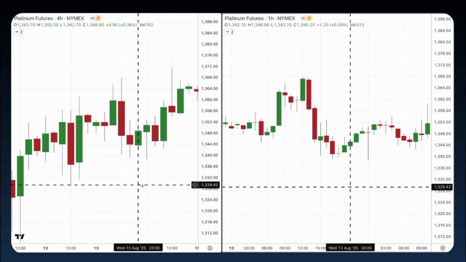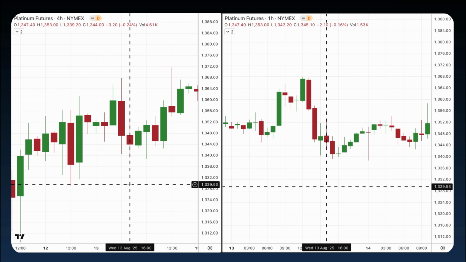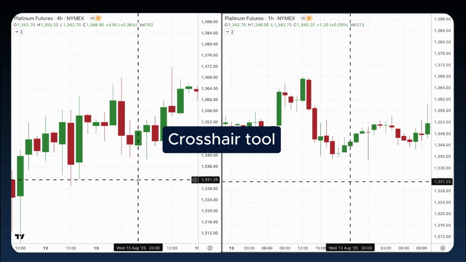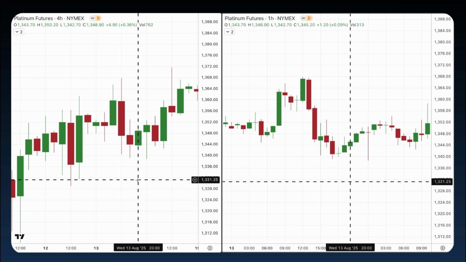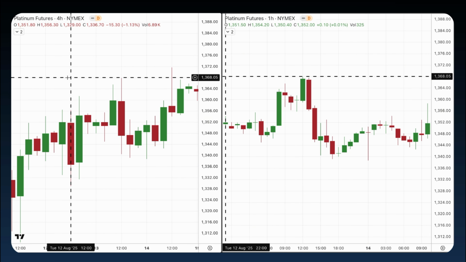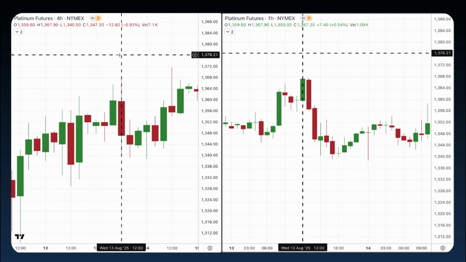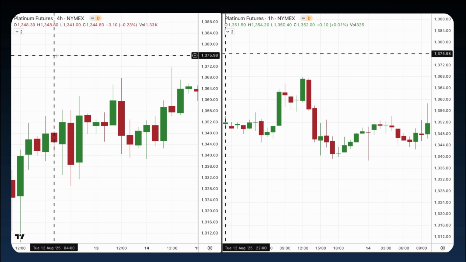Now, you might be wondering, what are these horizontal and vertical lines that are moving on your screen? This tool is called the crosshair tool, and it lets you move across both charts at the same time. So if you hover on one chart, the other also stays in sync. Pay attention that any movement that I do on the left gets copied on the right-hand side. So if I go left, the vertical line goes left, and now I'm going to go down and both horizontal dotted lines are going to go down.